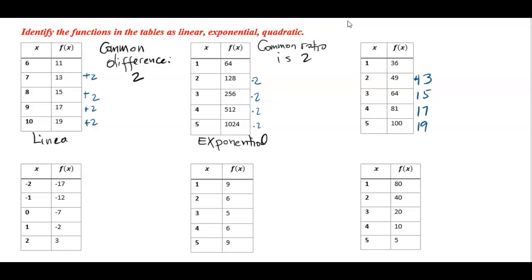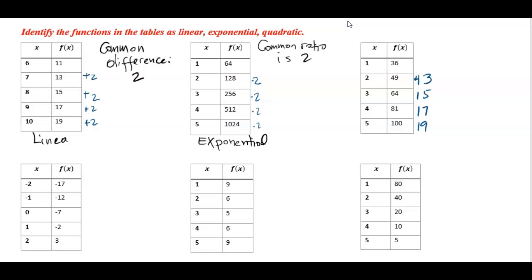We already know it's not exponential because there is not a common ratio. If you do 49 divided by 36, you get a number, but if you do 64 divided by 49, you get a different number. So there is no common ratio here, so it's not exponential. And since you keep adding a different number to the previous term to get the next term, there is not a common difference.